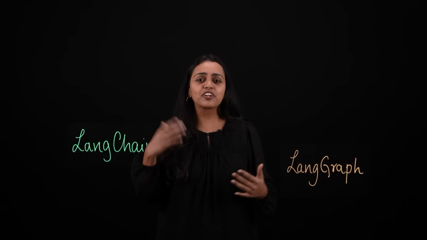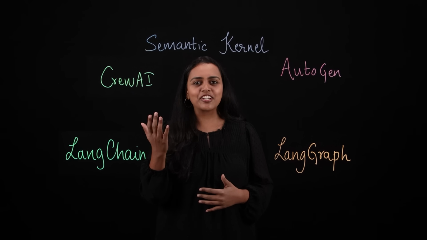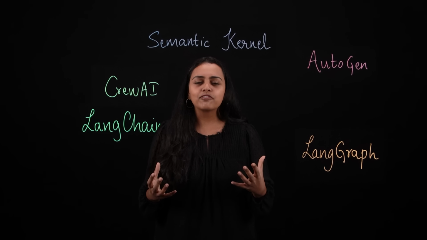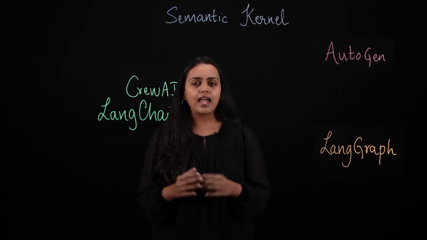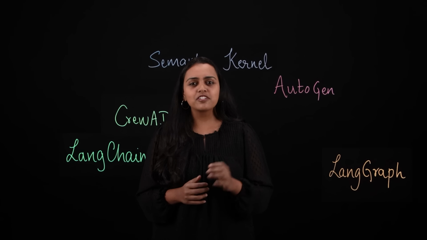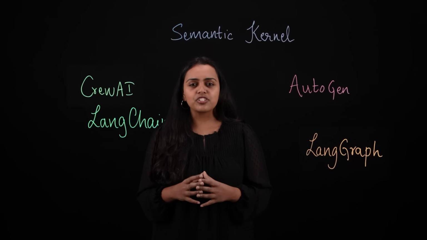LangChain, LangGraph, CrewAI, AutoGen, Semantic Kernel. There are so many powerful frameworks out there. But which one would you pick? And in order to answer that question, you first need to understand which type of agentic AI system you want to build. In this video, we are going to cover 5 types of most common agentic AI projects or systems. We are going to discuss an example for each of those and also list frameworks which are best suited for those types of agentic AI systems and projects.